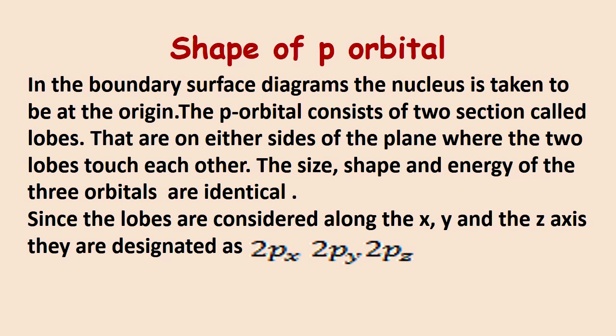The p orbital consists of two sections called lobes that are on either side of the plane where the two lobes touch each other. The size, shape and energy of the three orbitals are identical. Since the lobes are considered along the x, y and z axis, they are designated as 2px, 2py, 2pz orbitals.